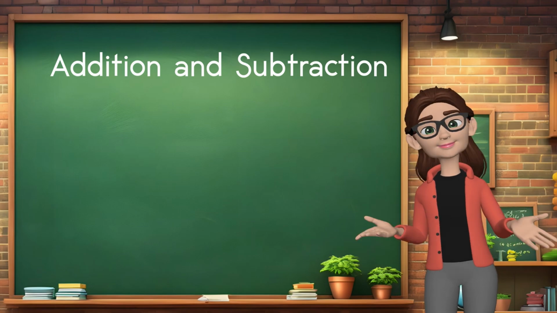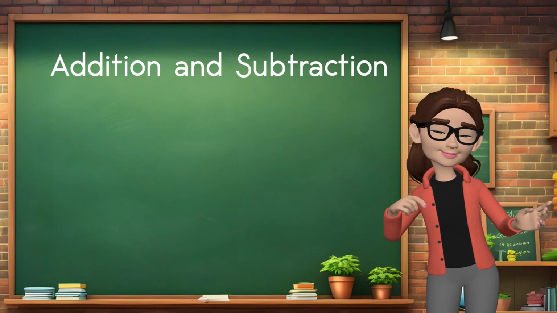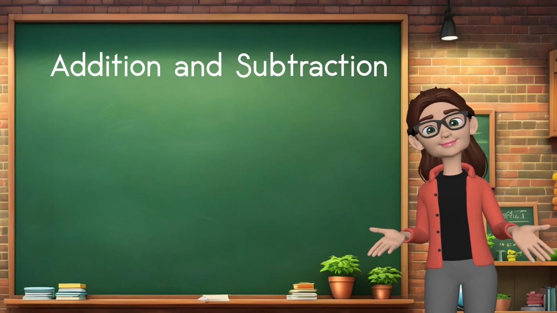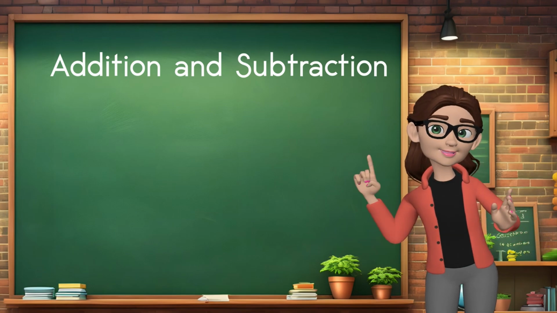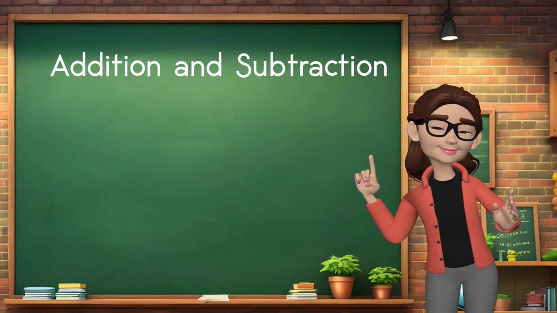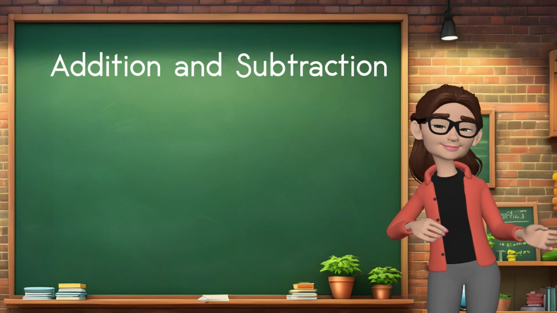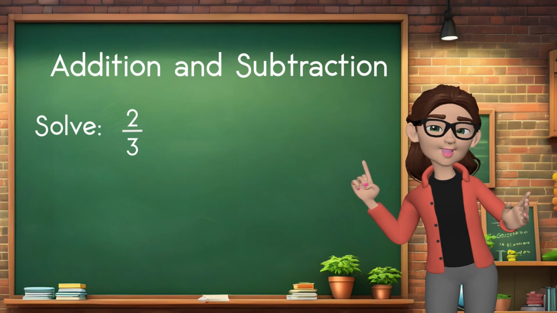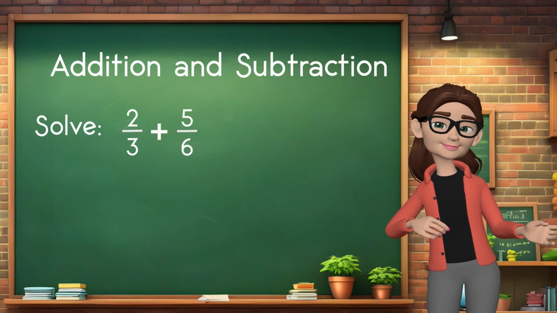Now, we shall discuss how to add or subtract unlike fractions without converting them into like fractions. Here, we shall discuss the most commonly used method. Let's start by solving a problem. Solve 2/3 plus 5/6 minus 4/9.